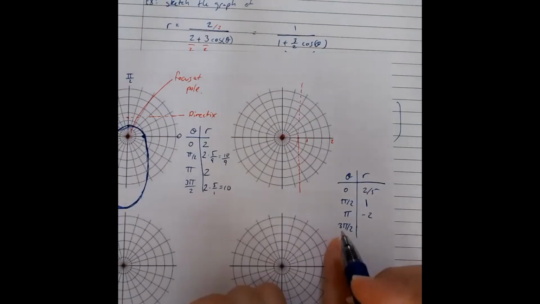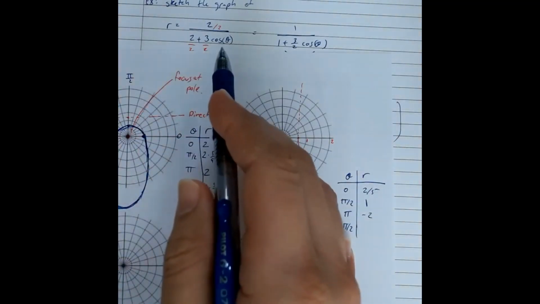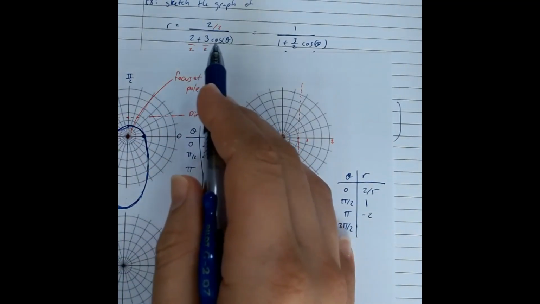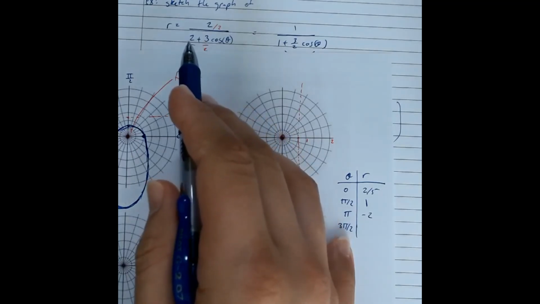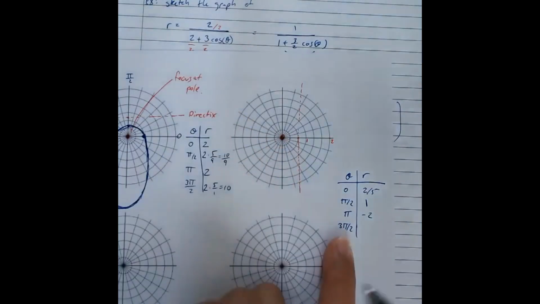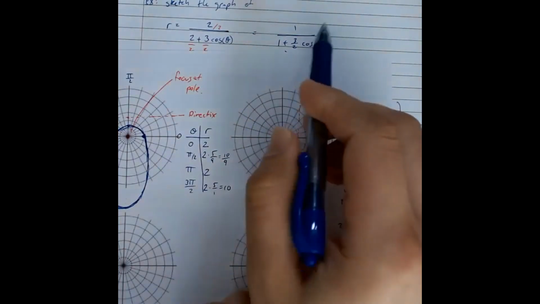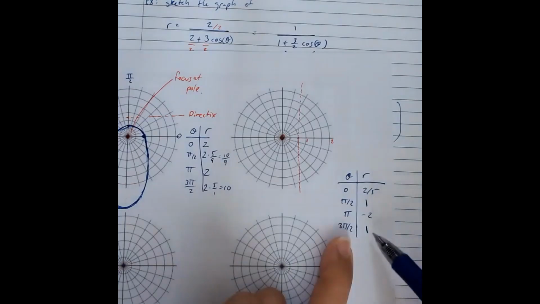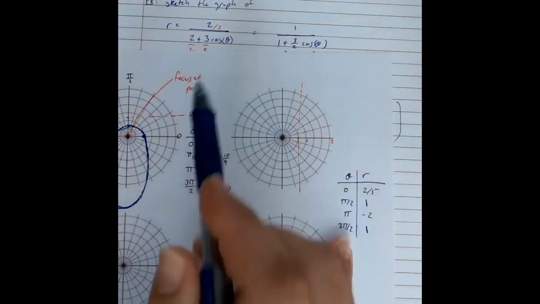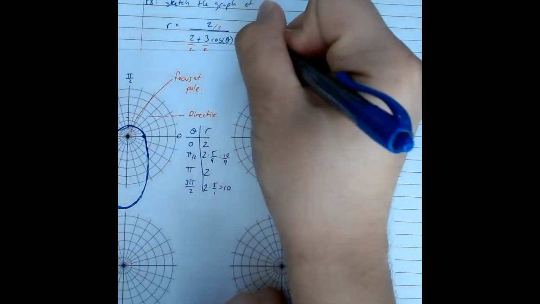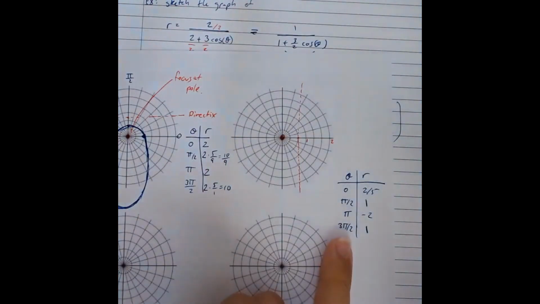And finally, 3 pi over 2. Well, the cosine of 3 pi over 2 is 0. 0 times 3 is still 0, plus 2 is 2. So I'm going to have a 2 over a 2, which is 1. If you had done that with this equation, you would get the exact same answers. It really makes no difference. They are equal to each other, right? That's what equal means. So now we can just plot these points.